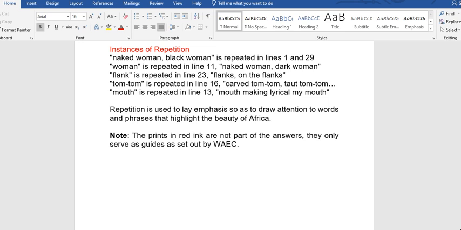And note, the prints in red ink are not part of the answers. They only serve as guides as set out by WAEC. What I'm saying there is that these expressions in red ink are not part of the answer. They are just to guide us on how to answer the questions. So you don't need to write them when you're answering your own question. When you are in the exam hall, you are not to write relation to theme, definition of terms, instances of alliteration, instances of assonance, instances of repetition. They just serve as guide. That is why they are written in red ink.